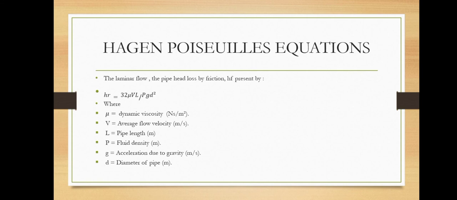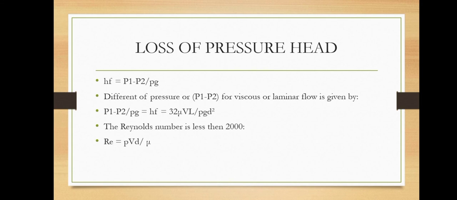We are moving on to loss of pressure head. So hf, as you can see the formula, the difference of pressure, P1 minus P2, for viscous or laminar flow is given by the formula, where the Reynolds number is less than 2000.